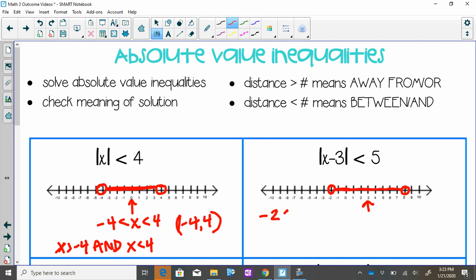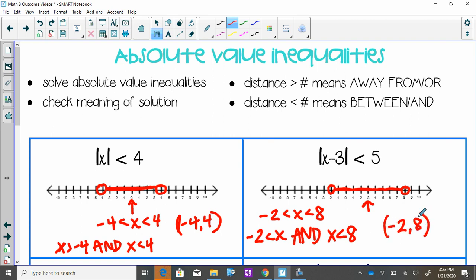So again, you can write an inequality as negative 2 is less than x is less than 8. Or you can write that as x is greater than negative 2 and x must be less than 8. It satisfies both of those inequalities in order to be a part of the solution. As an interval, it would be negative 2, comma 8 in parentheses, again to indicate it does not equal it.